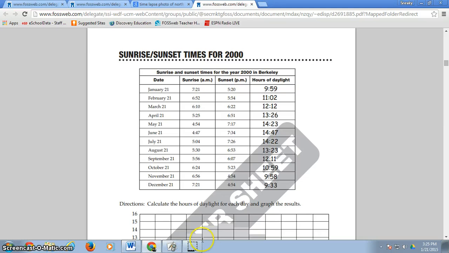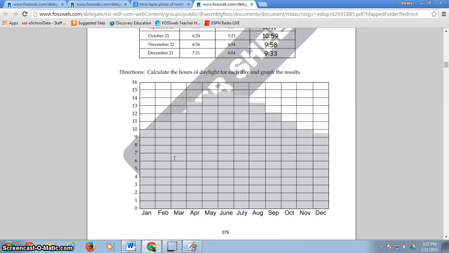Okay, today we're going to look at sunrise and sunset. Alright, now that we've recorded some of the different problems and how we solved the hours of daylight, we can go down to the bottom of the page and graph the answers to that.